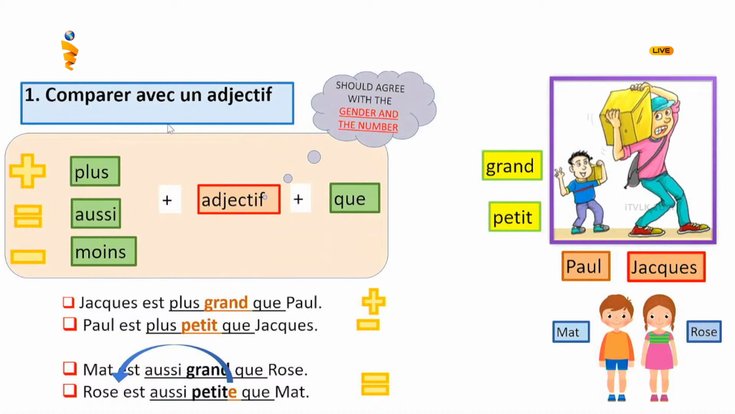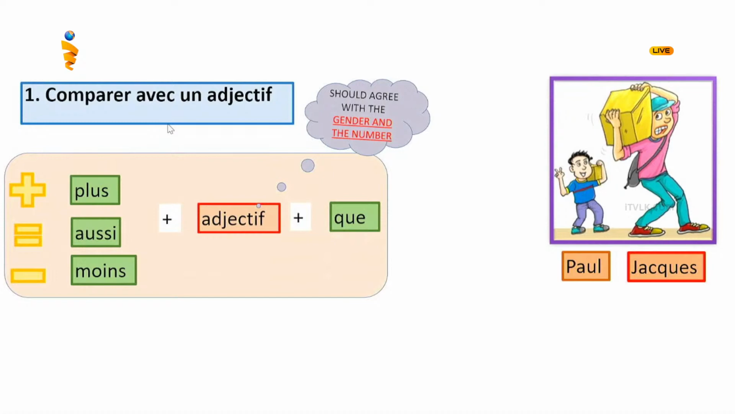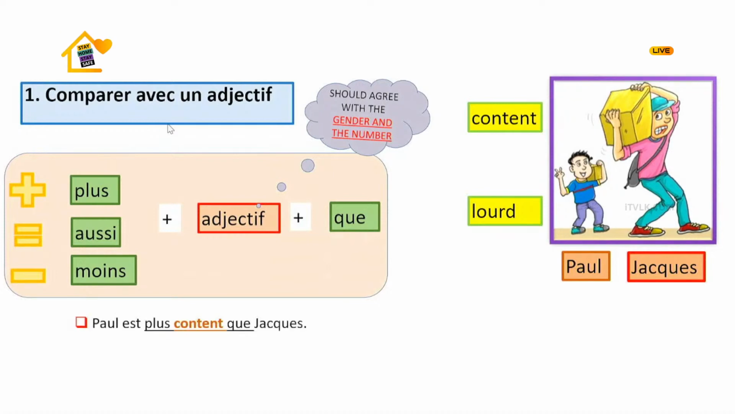I thought of giving you two more adjectives to describe Paul and Jacques. They are content and lourd. Content means happy, lourd, heavy. How to compare with these two adjectives? Look at my sentence. Paul est plus petit que, sorry, Paul est plus content que Jacques. If you can see, it is visible. Paul is happier than Jacques. There you are comparing with the adjective content.